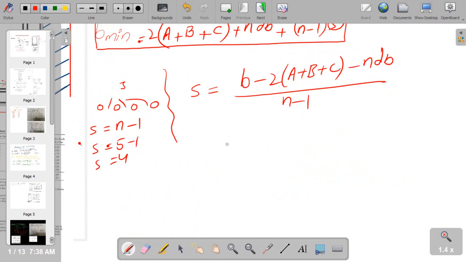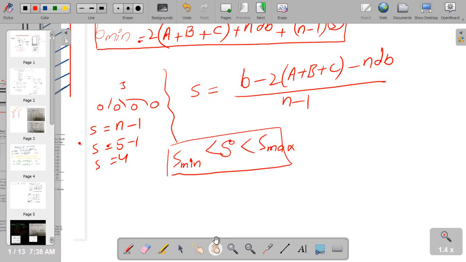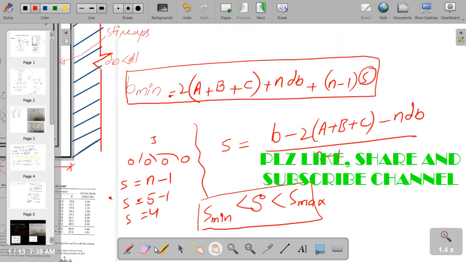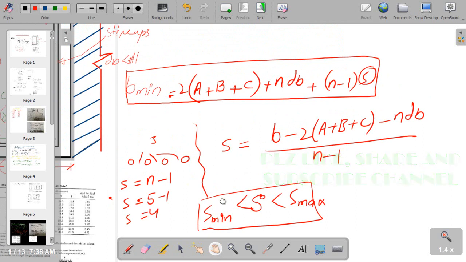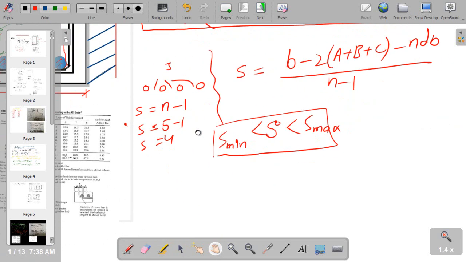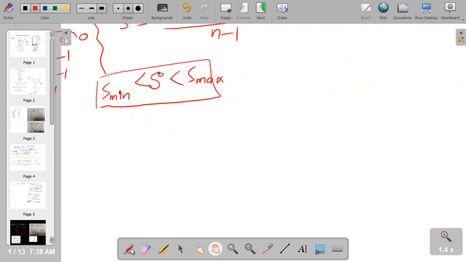This spacing is important because we have to compare whether the spacing is greater than S minimum and whether the spacing is less than S max. So it is very important to find out the spacing, and we will do this calculation in our example. We will find out sometimes the minimum beam width and sometimes the maximum beam width, and we will compare the spacing. Now the question is, what is the value of C?